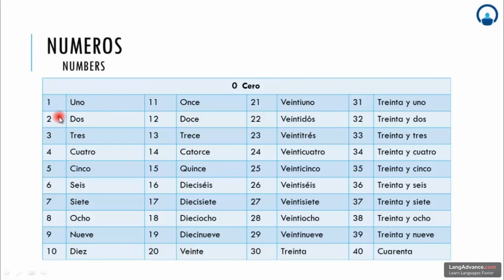1, uno, 2, dos, 3, tres, 4, cuatro, 5, cinco, 6, seis, 7, siete, 8, ocho, 9, nueve, 10, diez. Again, uno, dos, tres, cuatro, cinco, seis, siete, ocho, nueve, diez, and then 11, 12, 13, 14, 15.